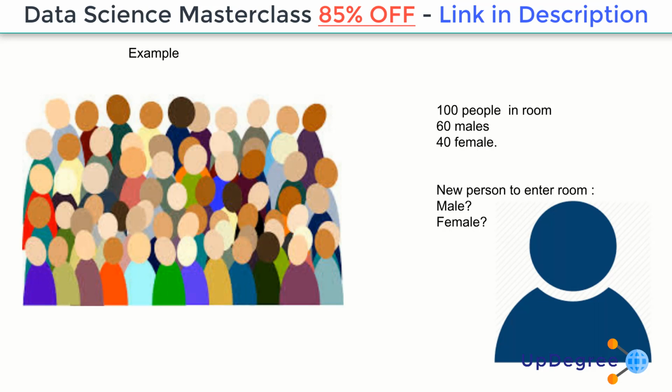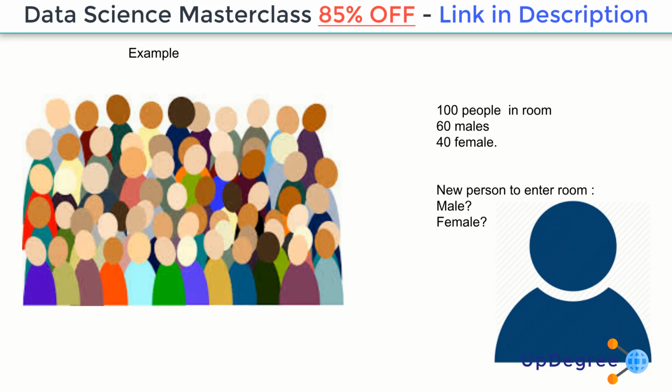Say you're in a room full of 100 people. There are 60 males and 40 females. You have the record of the people in the room. That is, you have their height and weight. So each person has their height and weight. So these are the features of the person. They can also be called attributes.